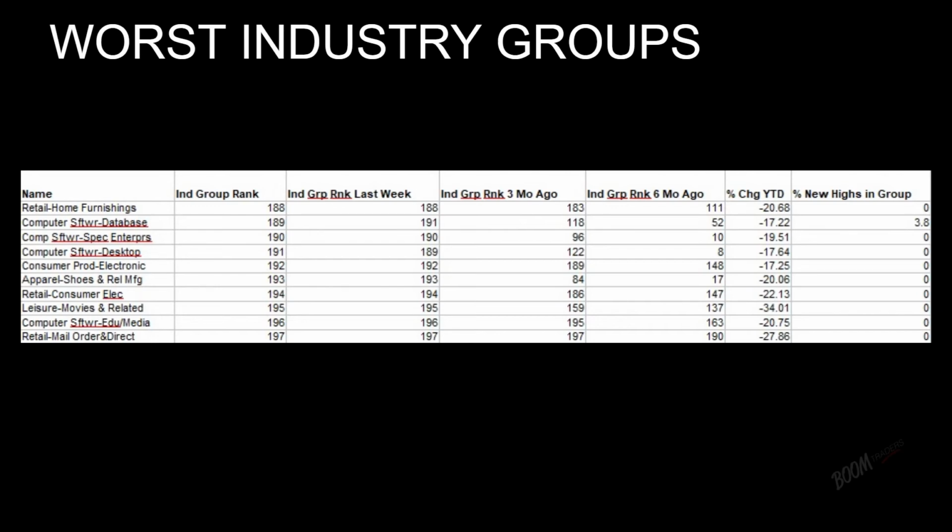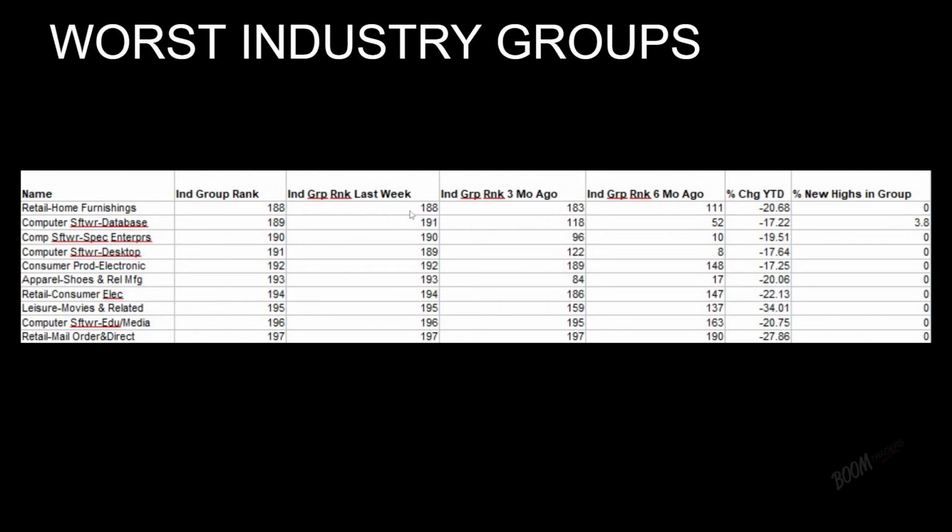We have retail, home furnishing, computer software, database, computer software, enterprises, desktop, computer production, electronics, computer software and educational media. Last but second to last, retail, mail and order directs, the last one. Then we have retail, consumer, apparel and shoes, and manufacturing. It's really, this group hasn't really changed much.